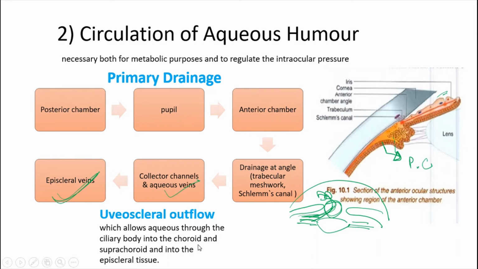Apart from this, it has got a uveoscleral outflow. Uveo means the uveal tissue, that is your vascular tissue, that is your iris, choroid and ciliary body part. Fine. So this also allows aqueous through the ciliary body into the choroid and suprachoroid and into the episcleral tissue. So this is a minor pathway, or we can say an accessory outflow. Fine, that is the uveoscleral outflow. This was about the circulation of aqueous humor.